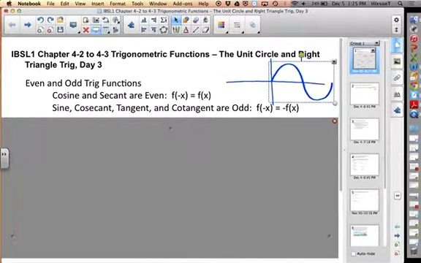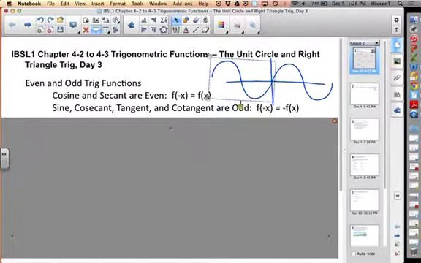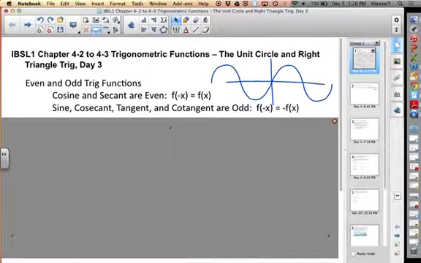So if I took an odd function, it has symmetry about the origin. Which means if you rotate it 180 degrees, it'll be identical. So here I rotated it 180 degrees, and I have the same thing. In fact, if I rotated the entire thing, both sides, 180 degrees, it would still look the same. So that's what odd is.